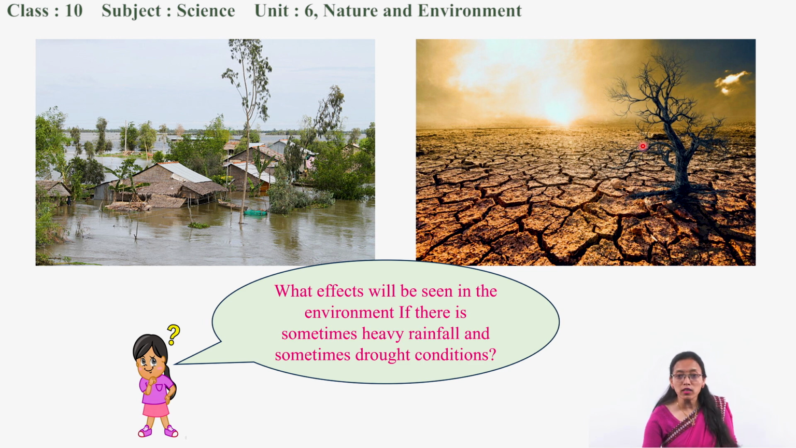And in the other condition, drought, no plants can grow and animals cannot get drinking water. Because of that, animals present in this area will migrate. So these two conditions are not good for the living organisms or a good environment.